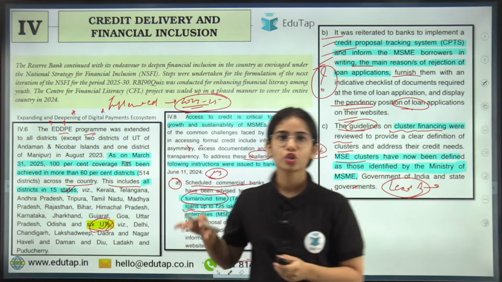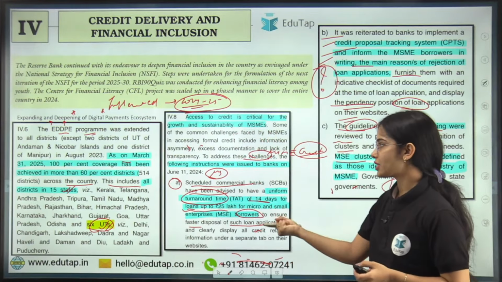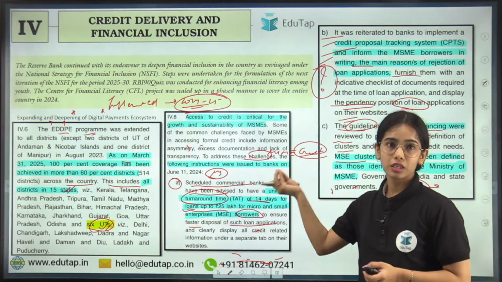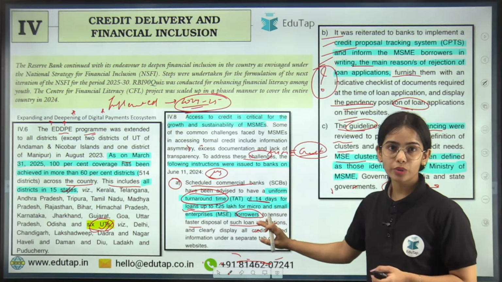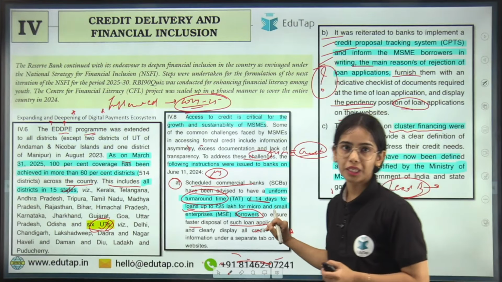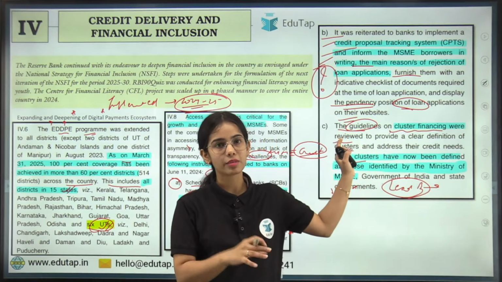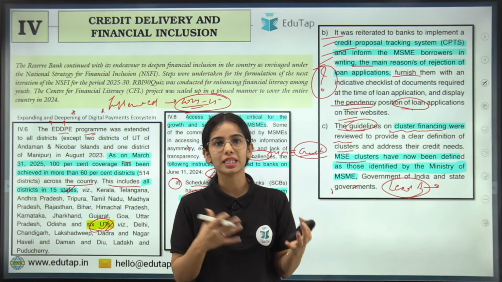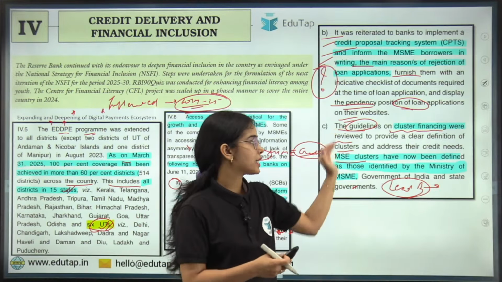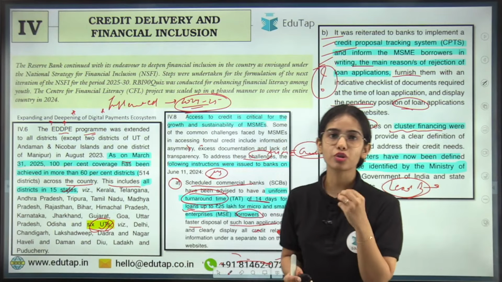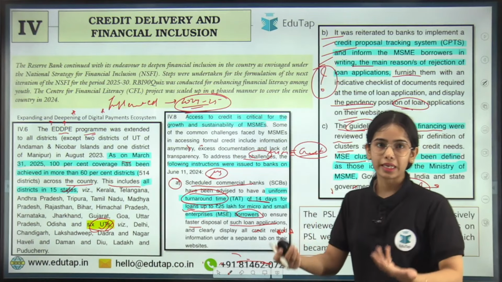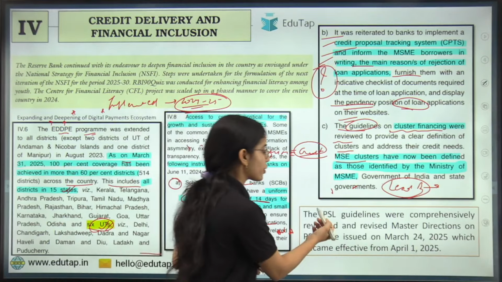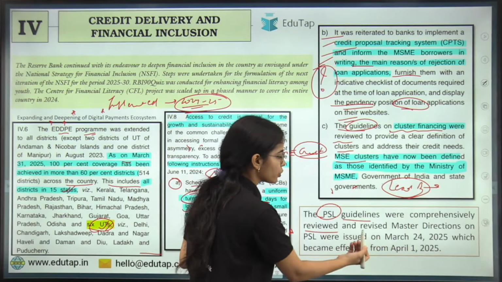Okay, this is the idea. To reduce the challenges for the MSME credit and to address these challenges that are coming in the MSME credit, it was said that turnaround time has to be uniform, of 14 days, and a credit proposal tracking system has to be implemented. The MSMEs have to be told the reason why the loan application is cancelled, and cluster financing should happen. The lead bank should provide more credit to the clusters, okay, and focus on the clusters also. So priority sector lending guidelines were comprehensively reviewed and revised.